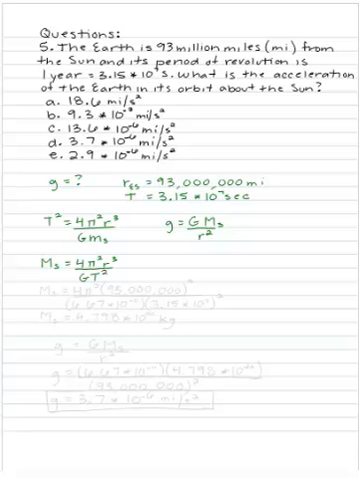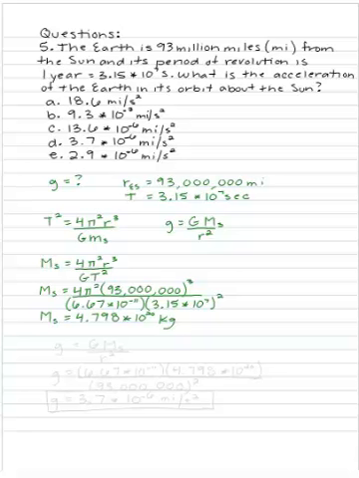Now we can plug in our numbers that we have. So the mass of the Sun equals 4 pi squared times the radius, which is 93 million miles cubed, divided by G, which is the constant 6.67 times 10 to the negative 11th, times the period, which is 3.15 times 10 to the 7th squared, and we get the mass of the Sun to be 4.798 times 10 to the 20th kilograms.